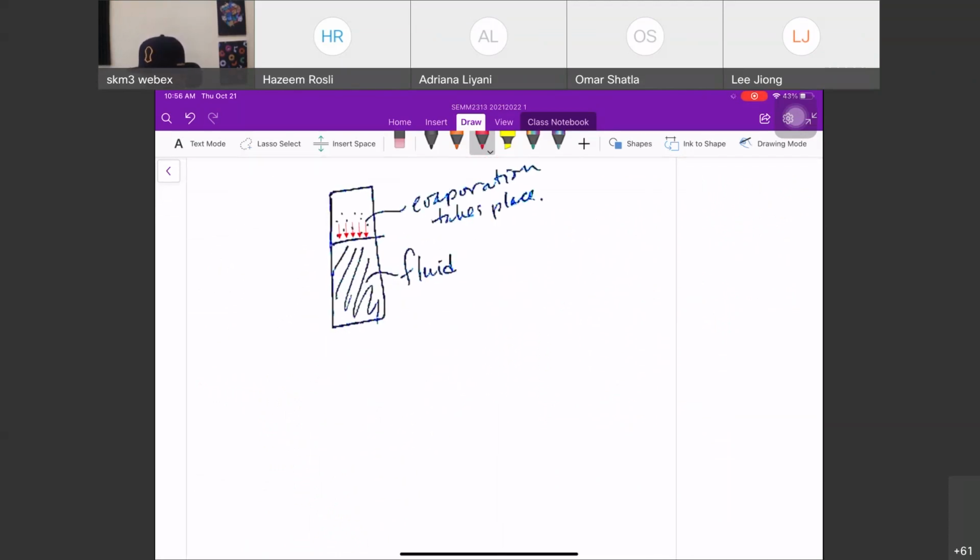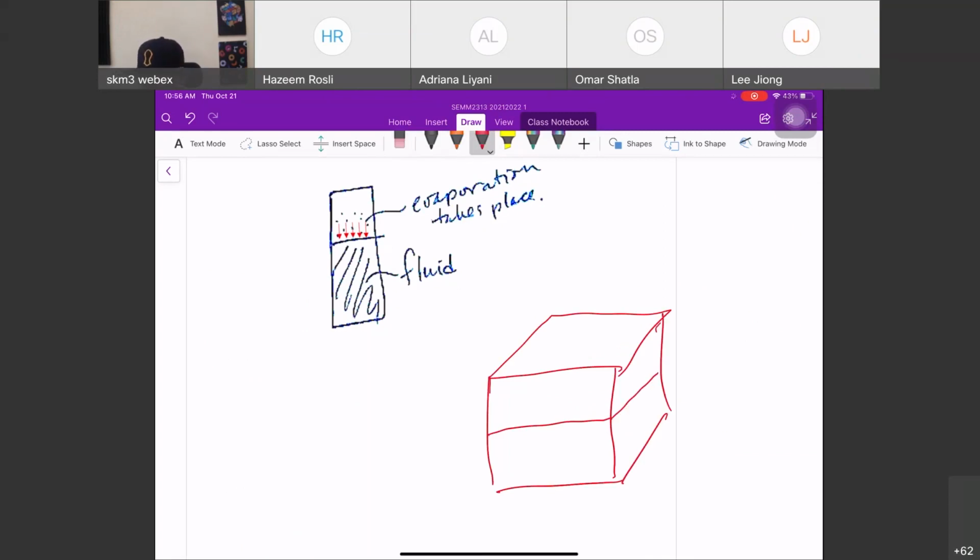For example, you have a container, and the container is full of water. Because of the surrounding heat, the particles of water will evaporate and come upward. Because of evaporation, it becomes saturated, and this vapor will exert pressure back to the liquid surface. That is what we call vapor pressure.